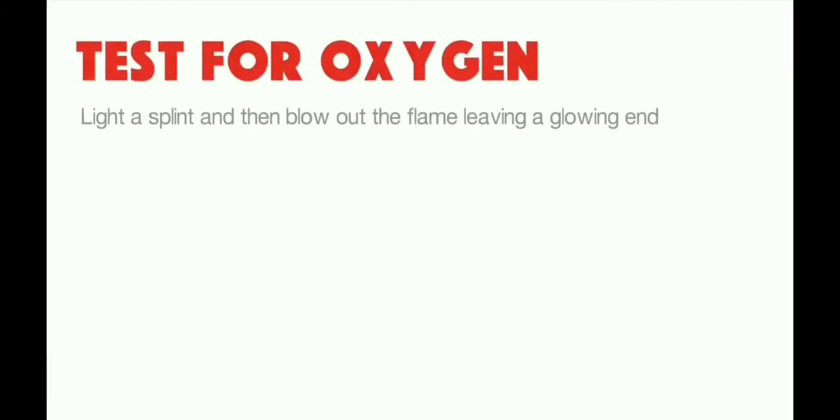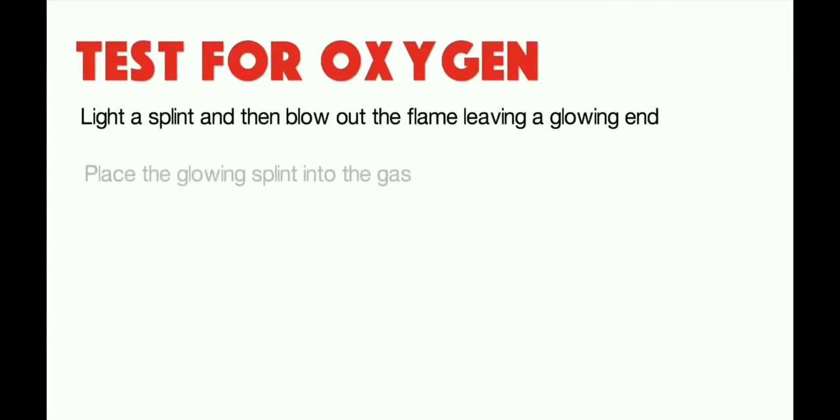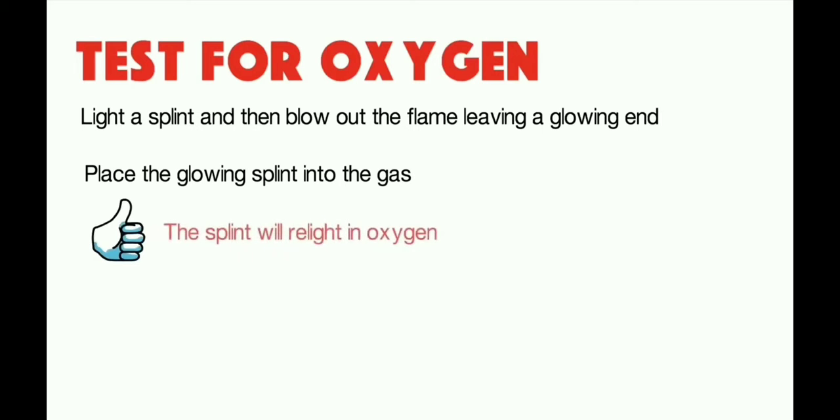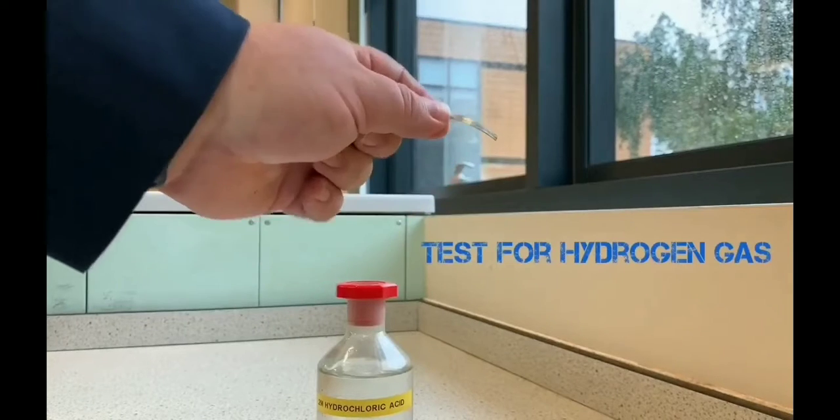So to summarise, the test for oxygen is light a splint, then blow it out and then stick it into the oxygen. If the glowing splint then reignites, that is the positive test to say that oxygen gas is present.